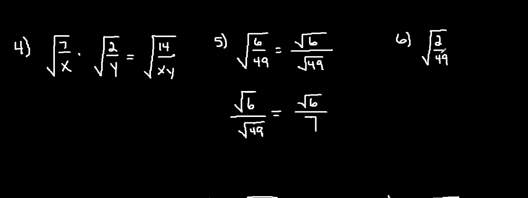This problem here, number 6, is similar, where if you rewrite this to be the square root of 2 over the square root of 49. Equal expressions, so the square root of 2 remains the square root of 2, and then the square root of 49 is 7.